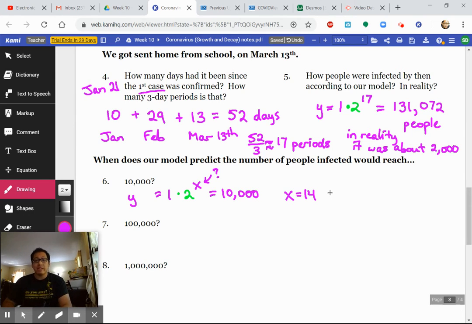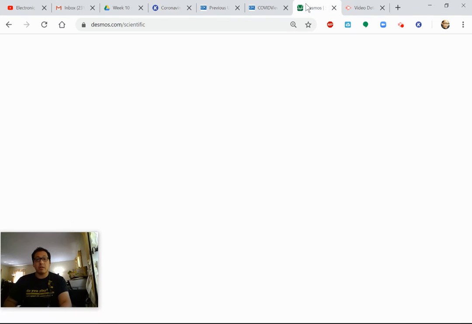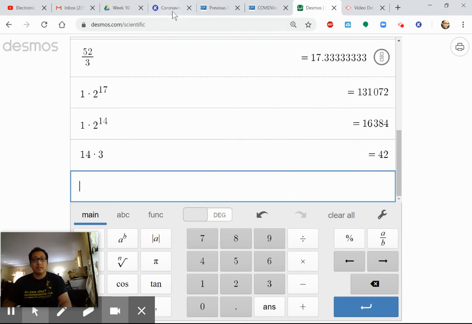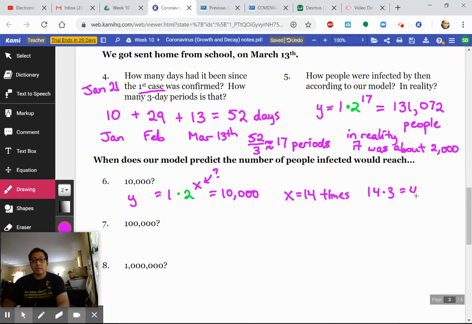So if it doubled 14 times, how many days is that? Well, remember, x represents every 3 days. So 14 times 3 means how many days have actually gone by? 42 days. So 42 days in, our model says the number would reach 10,000.